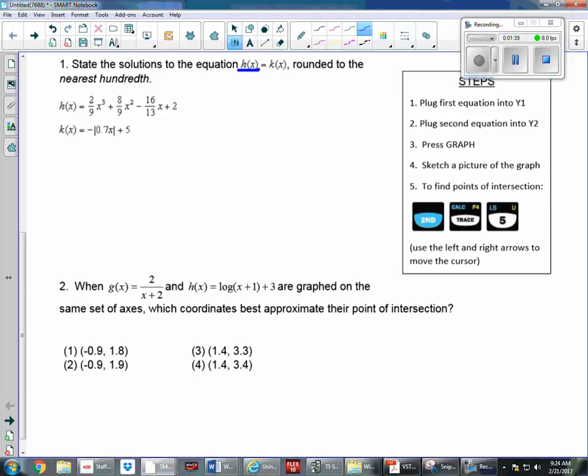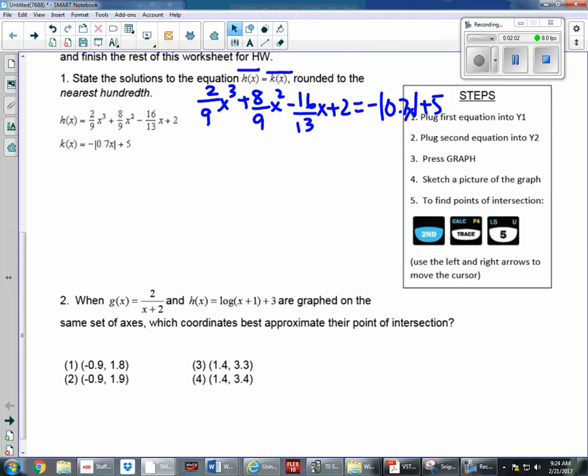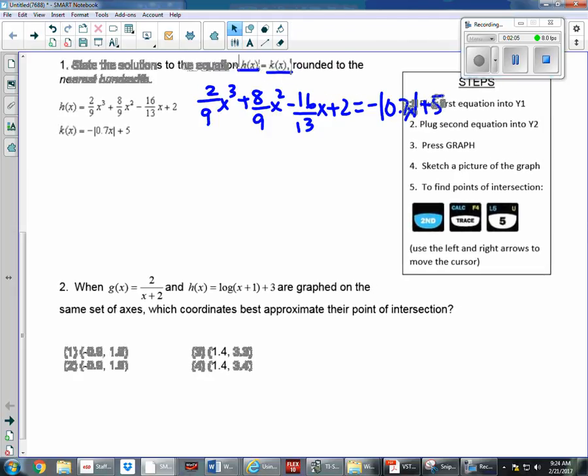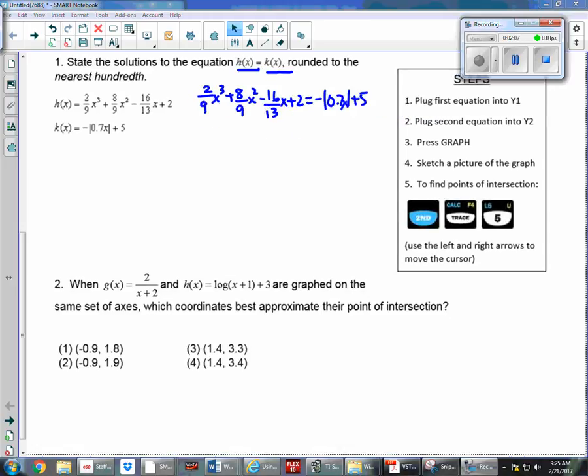Well, h of x is given to you, and so is k of x. They basically want to know where 2/9 x cubed plus 8/9 x squared minus 16 over 13x plus 2 is equal to that absolute value. And there's no way for us to factor when we have a cubic and an absolute value. So what we need to do is rely on the calculator.